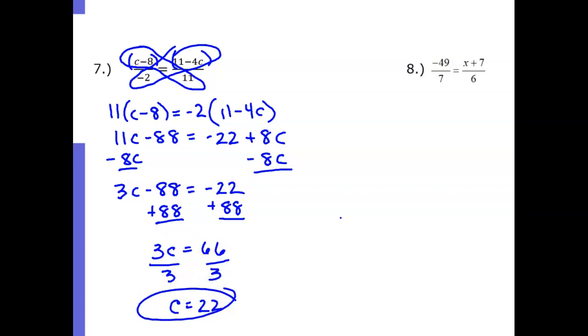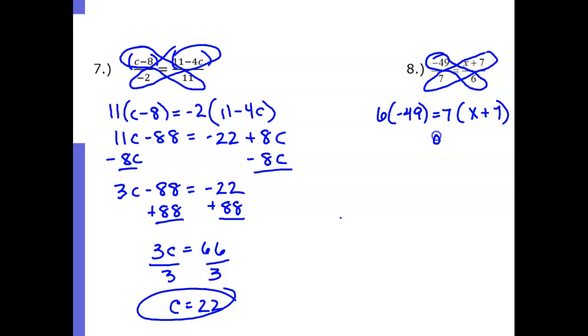All right. And then number 8 works the same way. Again, cross products. And again, it doesn't matter which side you work with, okay? We'll say 6 times negative 49 is going to be equal to 7 times (x plus 7). So that's how we can set it up. Or we could have set it up this way.